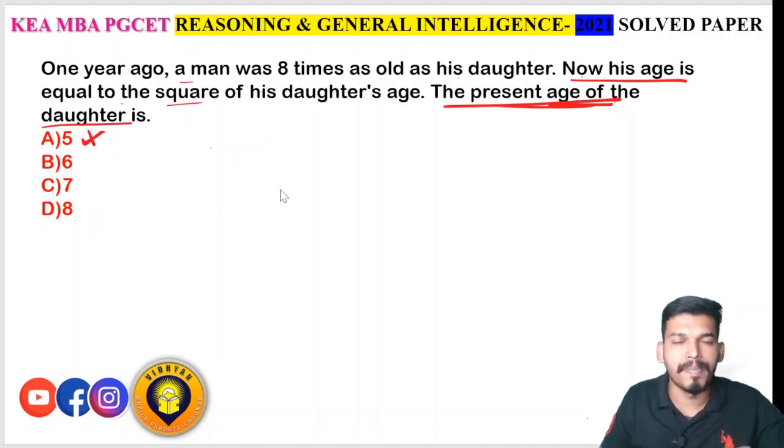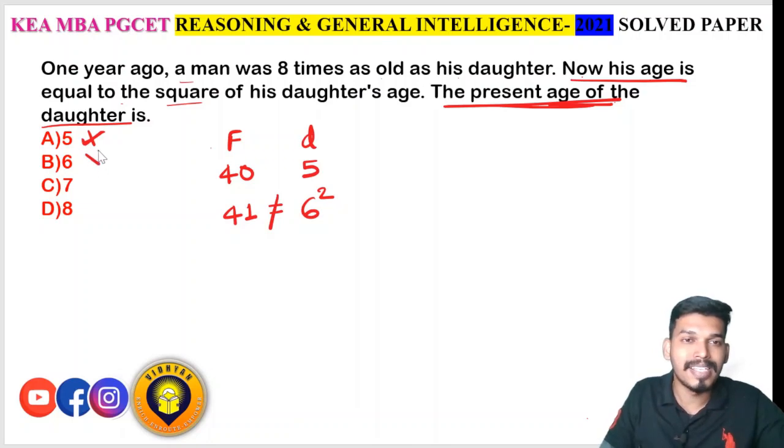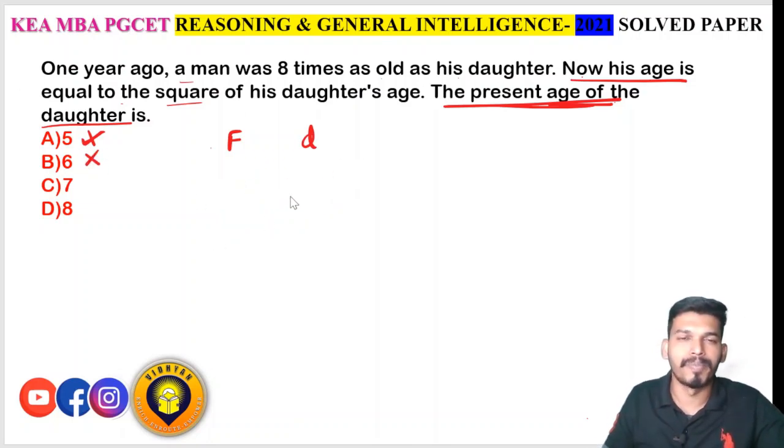Let us take 6. Let the present age of the daughter be 6 years. 1 year ago her age will be 5. So at that time the father is 8 times as old as his daughter, that means the father's age will become 40 years. After 1 year, the father's age will become 41. Whether this 41 is equal to the square of his daughter's age, that is 6 square? No, 41 is not equal to 6 square, which means 6 is also wrong.